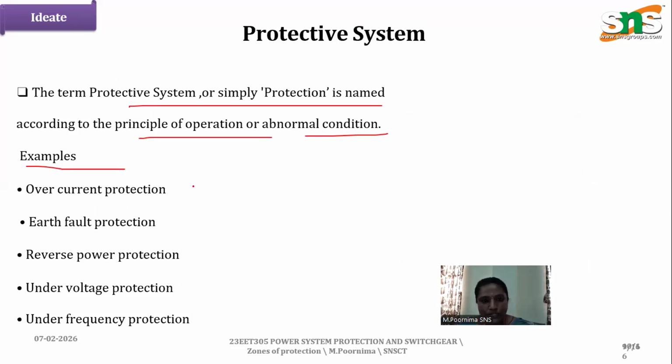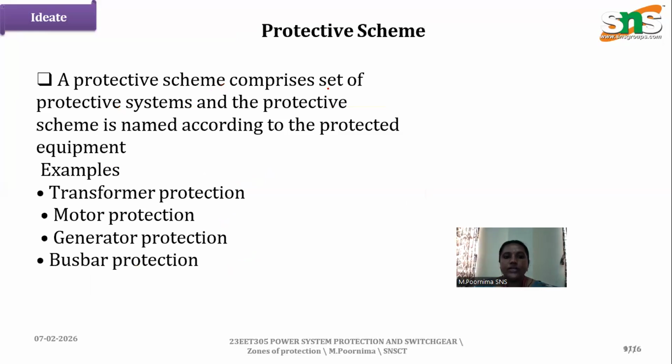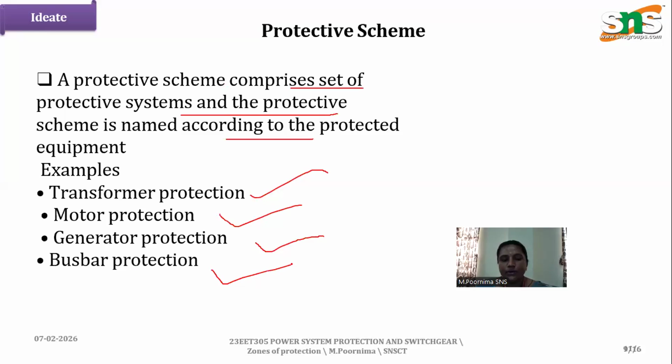Examples are overcurrent protection, earth fault protection and reverse power protection. Even reverse power also affects the entire system. And under voltage protection and under frequency protection. These are the protections. The protective schemes comprise a set of protective systems, and the protective scheme is named according to the protected equipment. We already know the major equipment we have: the transformer needs to be protected, the motor needs to be protected, the generator needs to be protected, and the bus bar needs to be protected. So all these systems need to be protected.